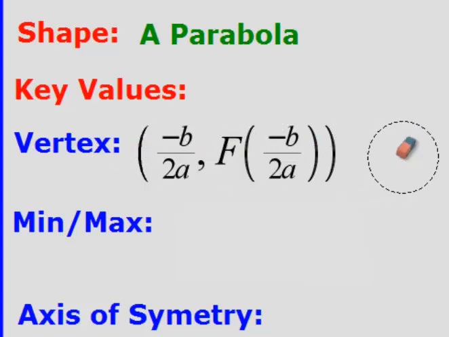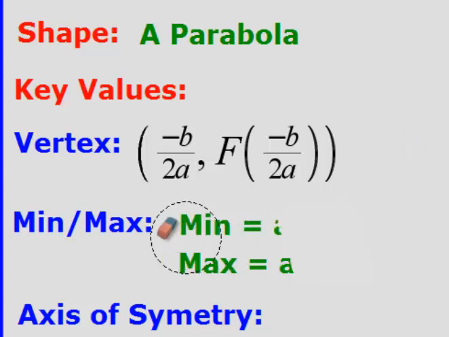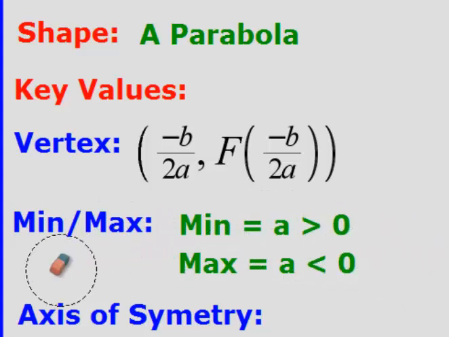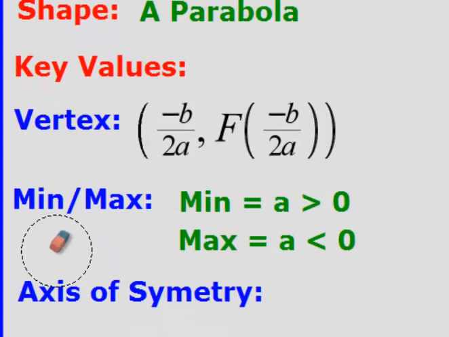All right, min-max. When do we have a minimum? When the graph points which way? Up, which means that A is what? Positive. So when do we have a maximum? When the graph points down, which means A is negative. So minimums are when A is bigger than 0. Maximums are when A is less than 0.